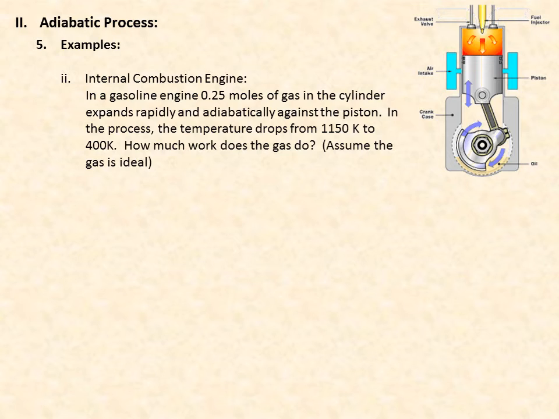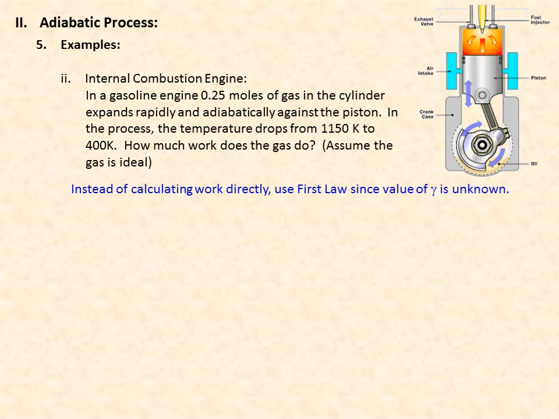Inside of the internal combustion engine, we have both compressions and expansions. In this case, we're going to look at an expansion. And we can consider the process to be adiabatic because it occurs so quickly. So heat has not had much time yet to flow by thermal conduction. We're told that in the process the temperature drops from 1150 Kelvin to 400 Kelvin. How much work does the gas do in this process? And once again, we're considering the gas to be ideal.